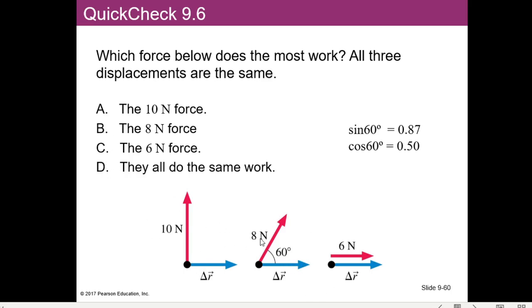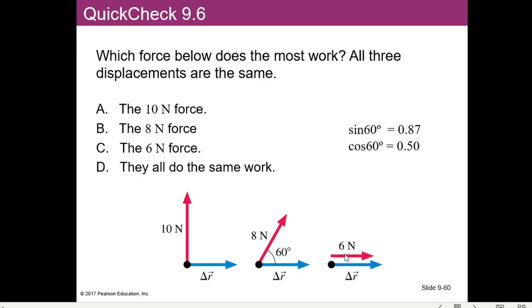Right? Now let's look at this one. This is 8 newtons, but it's at an angle. All right, so you have to take the amount of this force that's along this direction. So that'll be 8 newtons times the cosine of 60 degrees. So 8 newtons times the cosine of 60 degrees is 8 newtons times 0.5, or 4 newtons. So this will be 4 newtons times delta R will be the amount of work.